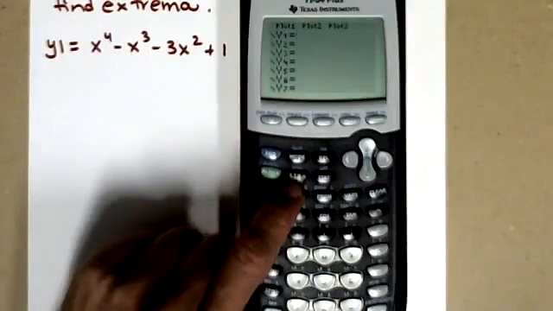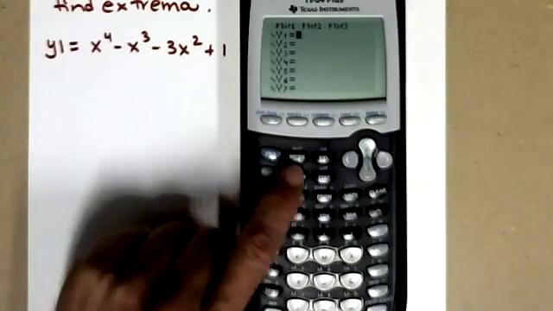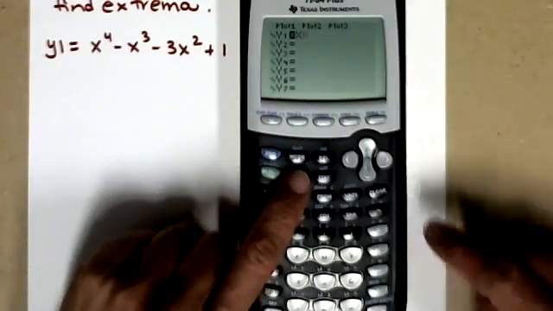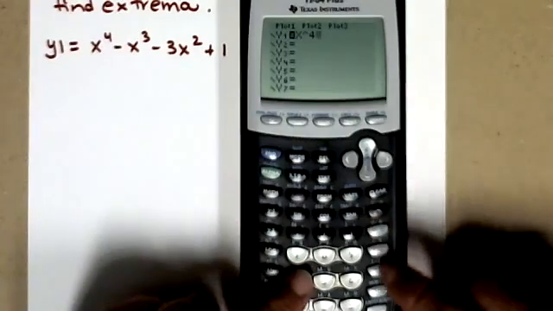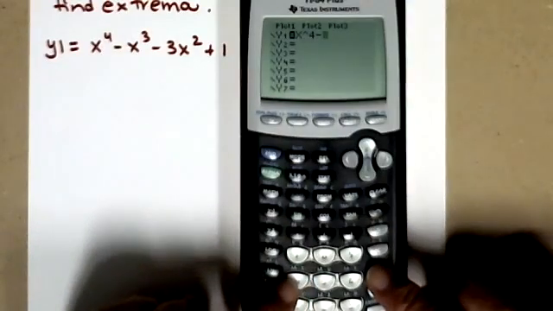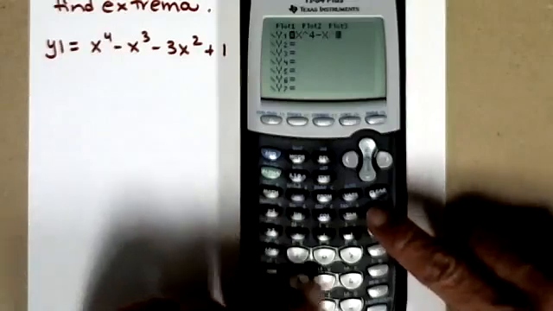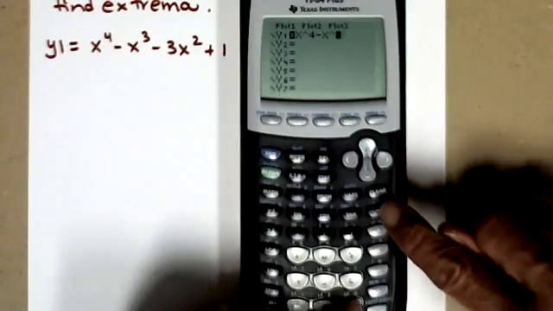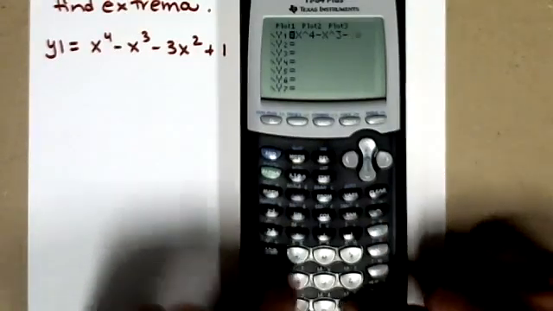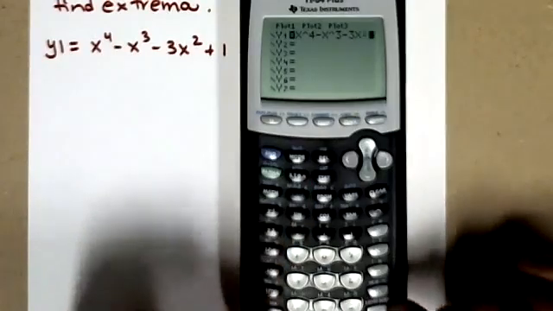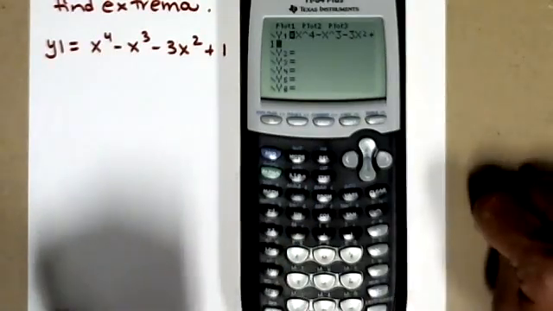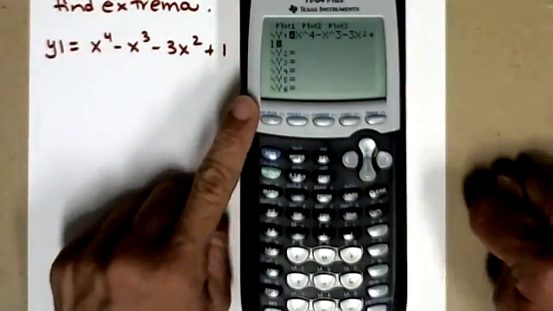Then I need to input all of these. To put the variable x in, it's this button right here, kind of kitty corner from the blue key. So x to the fourth minus x to the third, this is my exponent key, minus 3x squared plus 1. Okay, so now I have my equation entered.